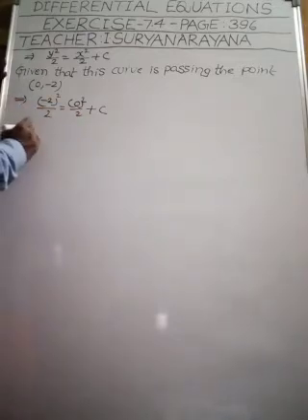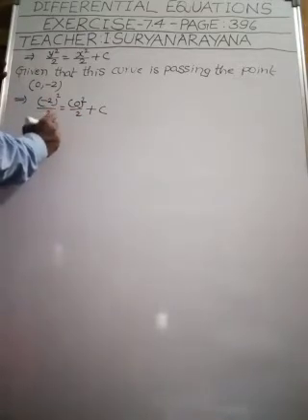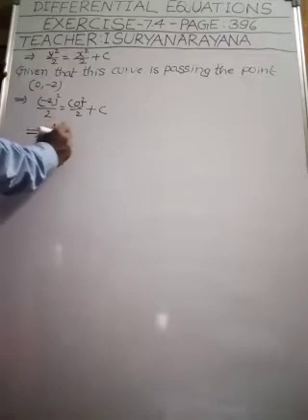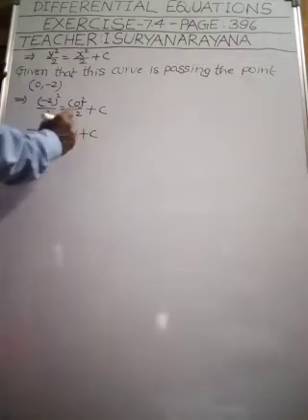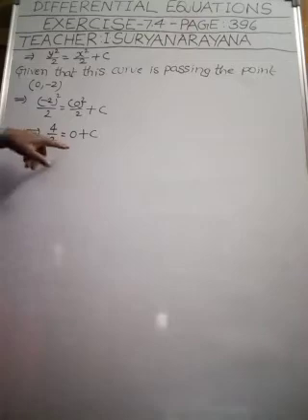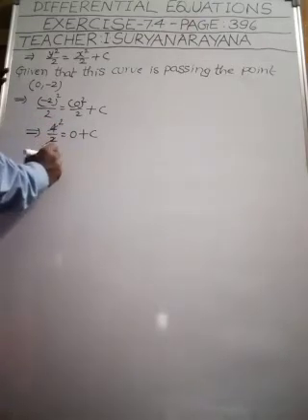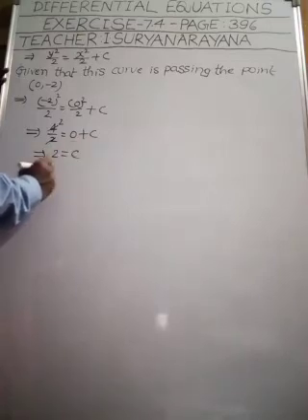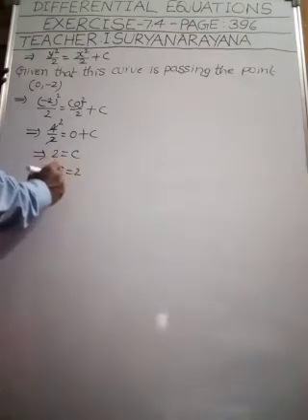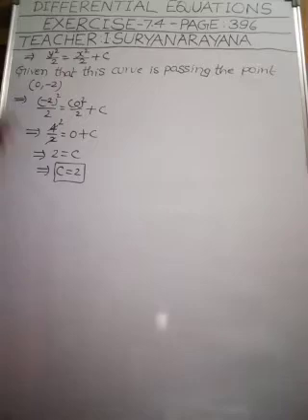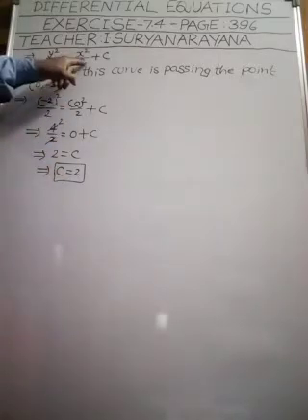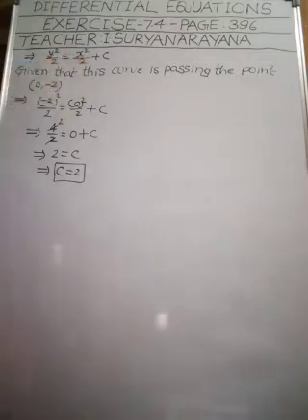Okay, my children? Right. This implies what we get here? 4 by 2 is equal to 0 plus c. Understood this step, my children? Right. 2 1 times, 2 2 times. This implies 2 is equal to c. This implies c is equal to 2. This is the value of c. Therefore, we substitute c is equal to 2 in this equation. Then we get the required equation of the curve.